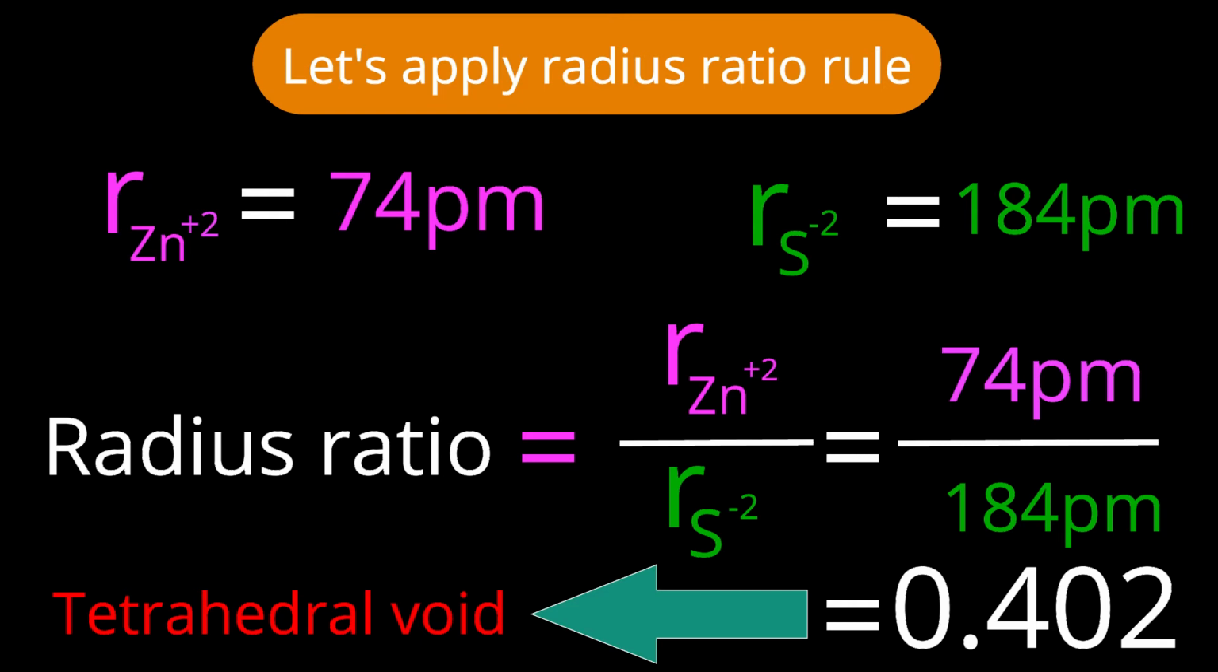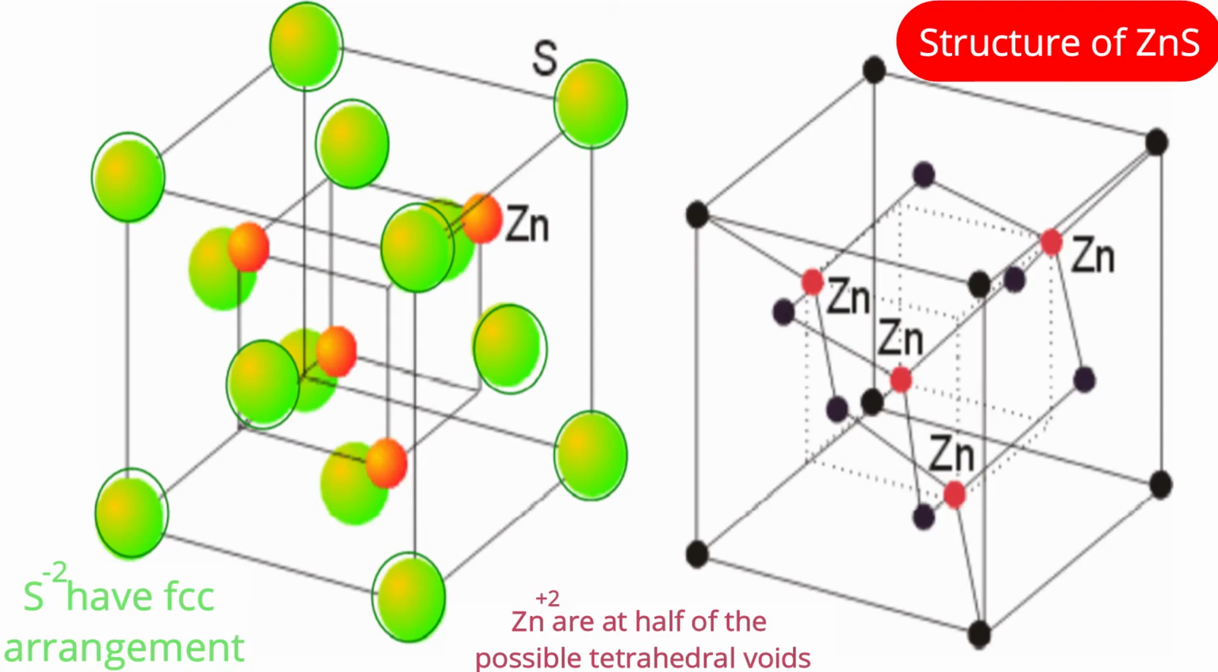it with the actual structure. Let us see how the actual structure is, how many voids are there, and out of them how many are occupied, and why accordingly. Here is the structure of zinc sulfide. A little bit complicated, but if you pay proper attention you will understand very easily. Here, sulfide ions are in an FCC arrangement. Those are represented by green color.